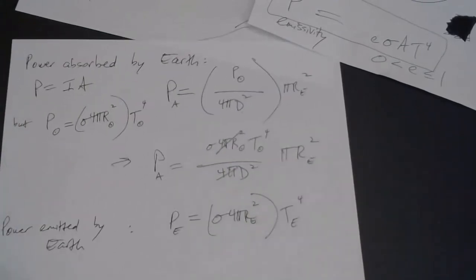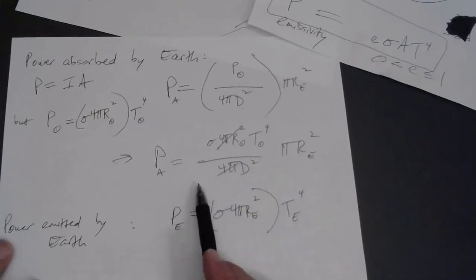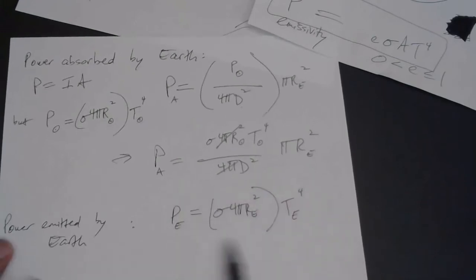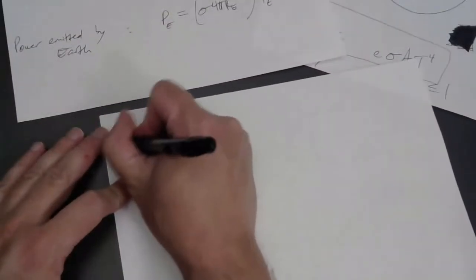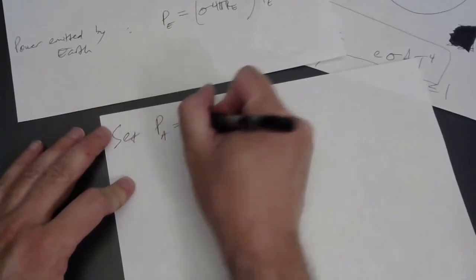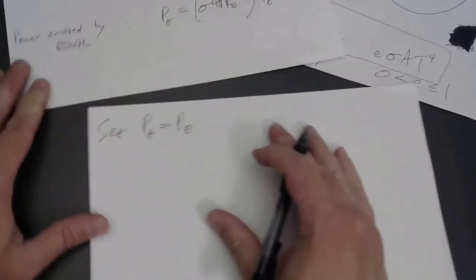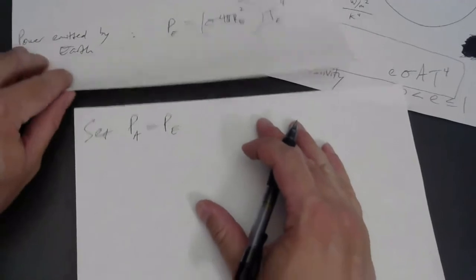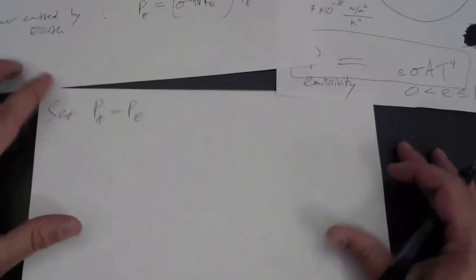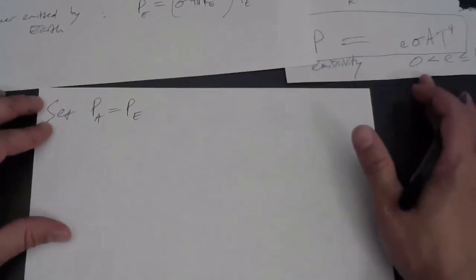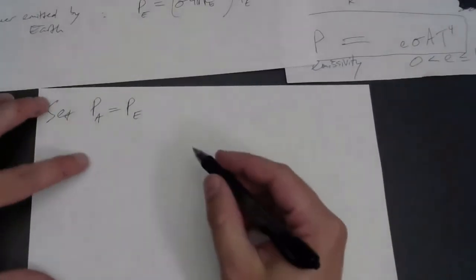So if the Earth really is in equilibrium, the incoming absorbed power would have to equal the outgoing emitted power. Let's set those equal to each other. Set power absorbed equal to power emitted and figure out what that equilibrium temperature should be. And once again, keep in mind that we've completely ignored the greenhouse effect because that does complicate things. There's a great Wikipedia article about this. I can refer you to that.